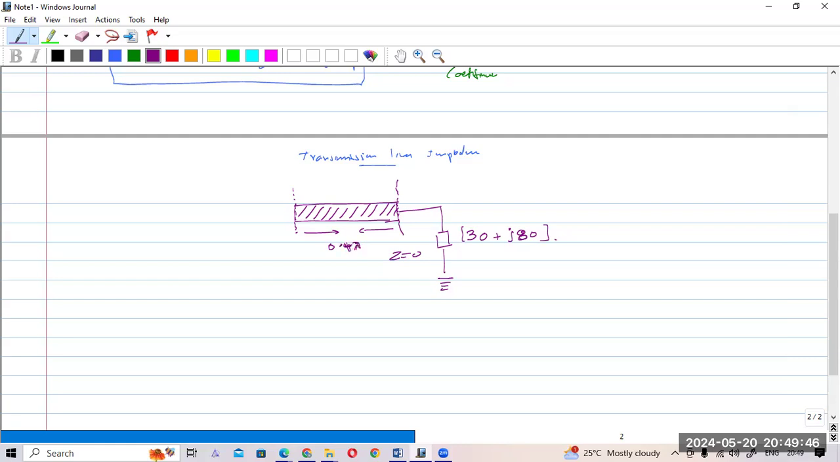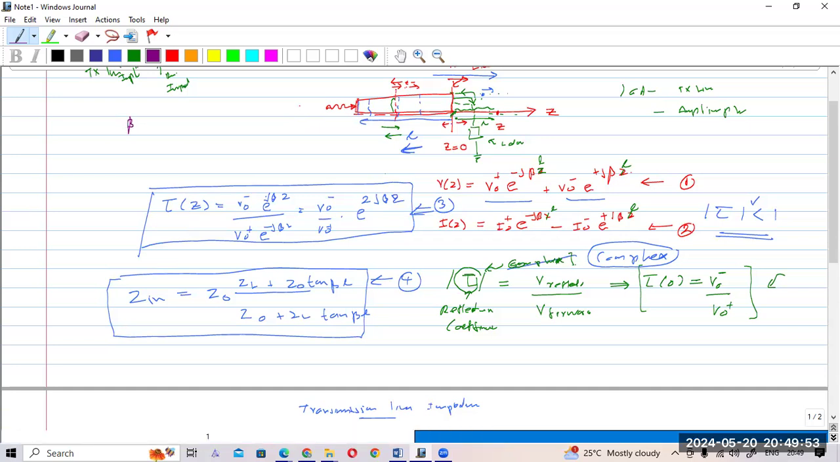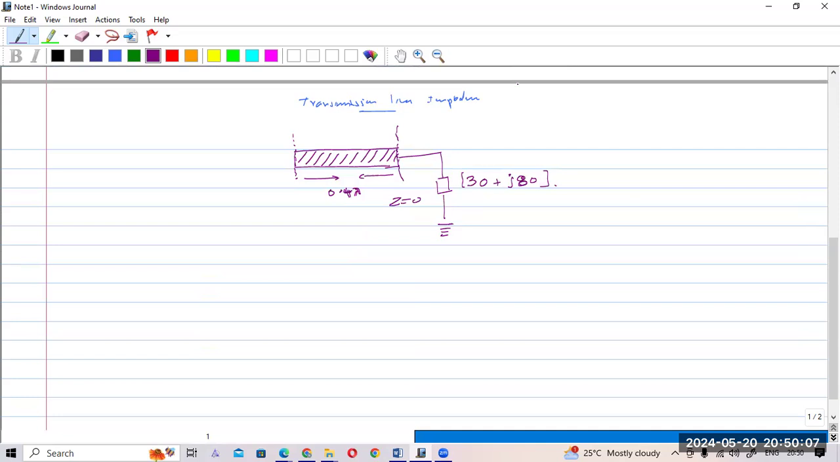I forgot there is one equation, a definition we have learned: beta is equal to 2 pi divided by lambda. So this is beta. This is also important, you need to remember it. All these equations you may have to use.